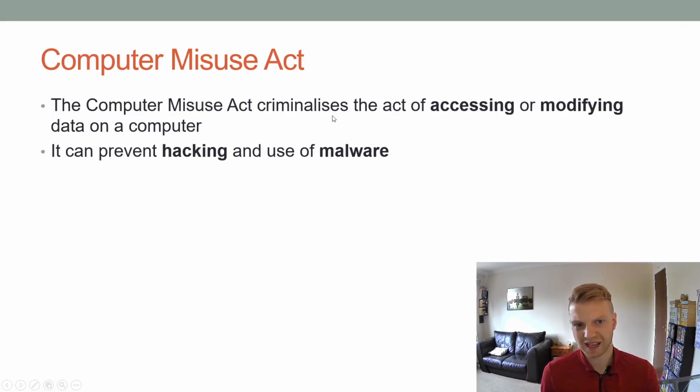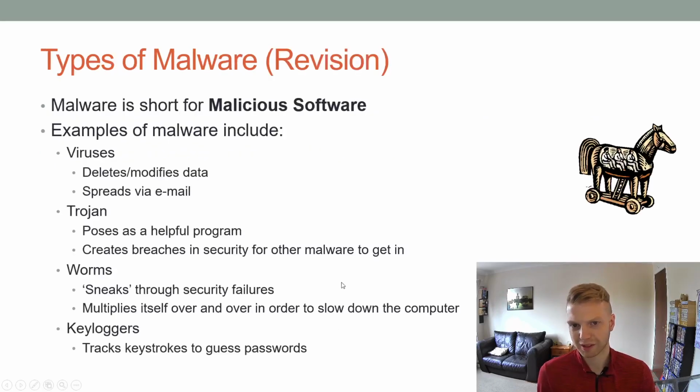Computer Misuse Act makes it illegal to modify data on a computer or access it without permission. Basically, it makes hacking illegal. It also makes using malware illegal. Now, just a bit of a revision, I'm not going to talk about this much. Here's all the different types of malware. Malware stands for malicious software. That's enough to know for now, and there's a bunch of different types.